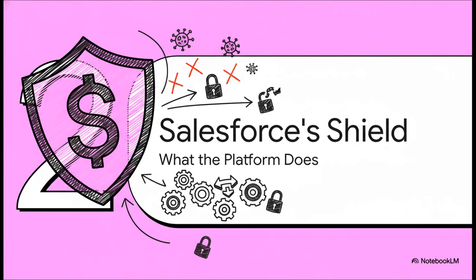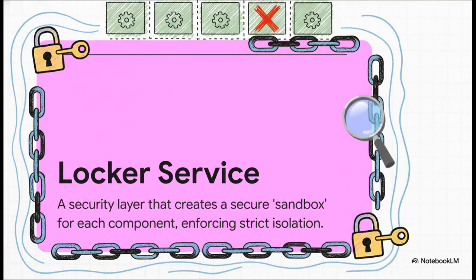Now, here's the good news. You are not fighting this battle alone, not even close. The Salesforce platform comes with this incredible built-in shield that handles a lot of these threats for you, right out of the box. The first piece of that shield is called Locker Service. The best way to picture this is to imagine that every single component gets its own private, locked room. It's like a secure sandbox. This enforces super strict isolation, which means one component just can't reach over and mess with another one's stuff. It's a foundational promise of the platform.